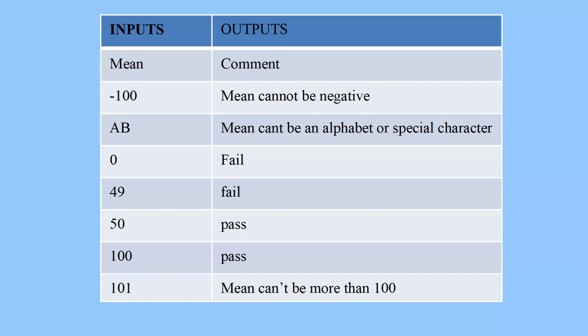That's the purpose of this test table. If somebody enters over 100, that's 101, that's beyond the extent. So the message can be mean can't be more than 100. So we call this a test table. You use it to test your program. Whatever value is entered, let there be a respective output.